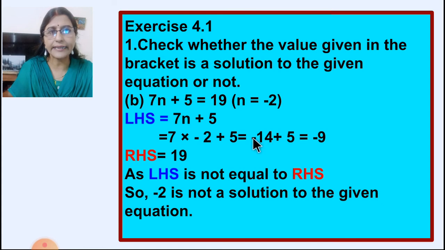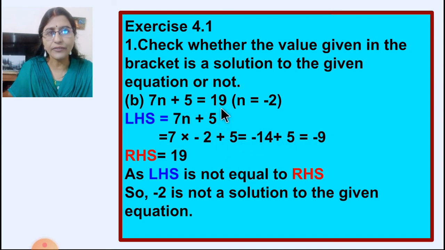Now here this is negative, this is positive. So negative and positive, what are we going to do? We will subtract. So 14 minus 5 is 9. And here you see 14 is bigger than 5, so it has a minus sign. So we will write the minus sign. So the answer is minus 9. So on the LHS we have got minus 9.